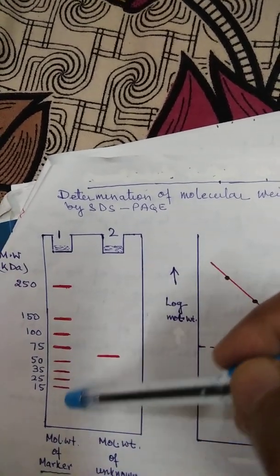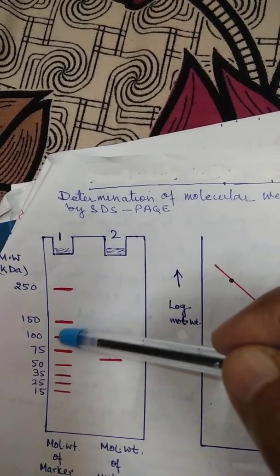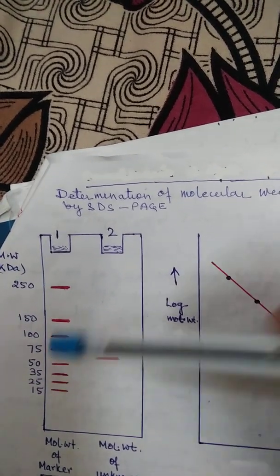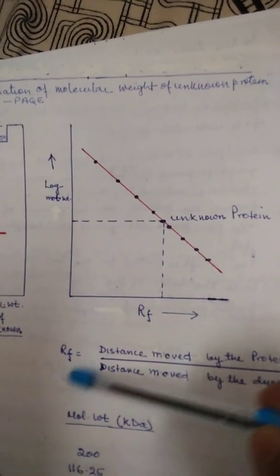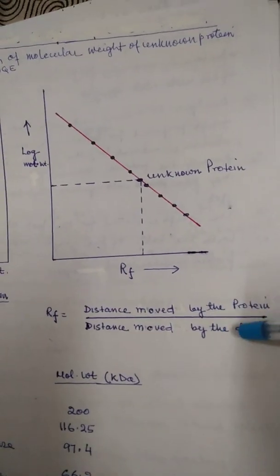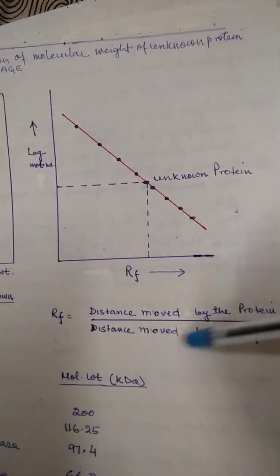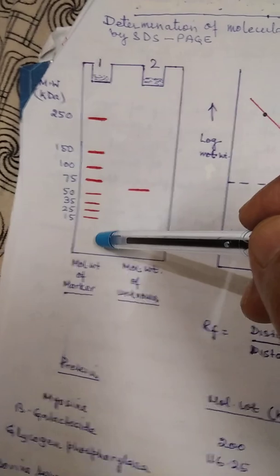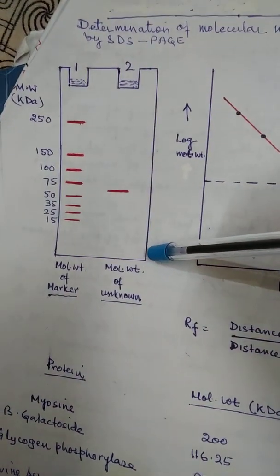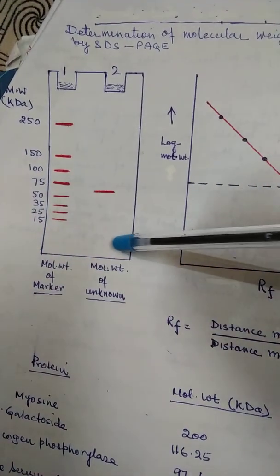In the next step, the RF value of each individual marker protein is determined. What is RF value? RF value is the relative migration distance, meaning the distance moved by the marker protein divided by the distance moved by the dye. Suppose here it is the distance moved by the dye.